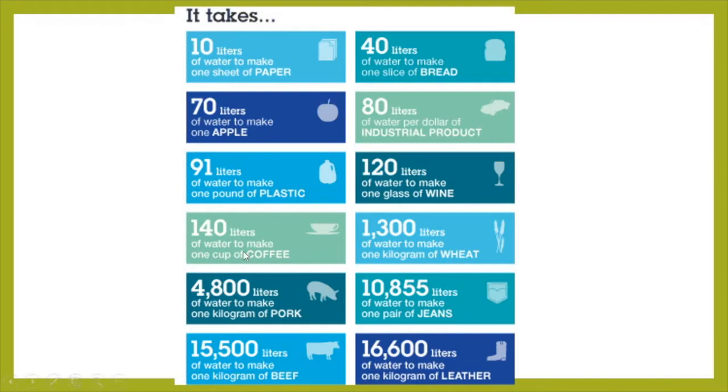If we work our way up to some of the higher litreage products, 15,500 litres of water to make a single kilo of beef. So all the water that's been used to grow the food that the cow ate, to grow the grass that the cow ate, to actual drinking water for the cow, the water used in the cleaning process to produce the meat. It's an incredible amount of water that we use to maintain our consumerist lifestyle, all of these things, these products that we like to use.